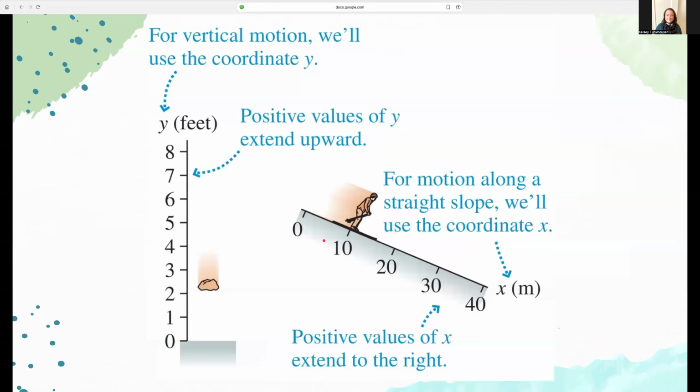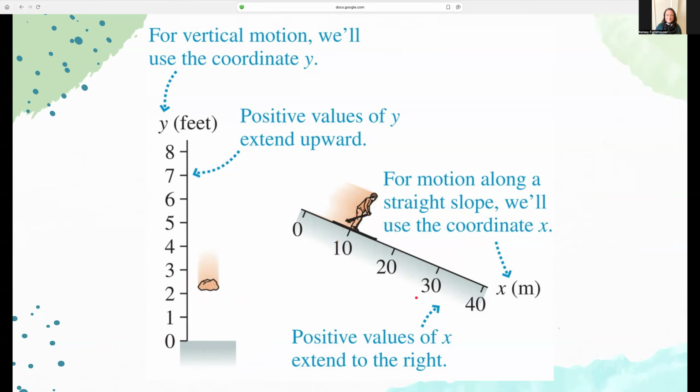When we use vertical motion, we'll be using the y coordinate instead. And something that happens with vertical motion is a lot of times the ground can be set as 0, and then everything above that is some positive distance away from the ground. So our rock is just a little past 2 feet from the ground here.